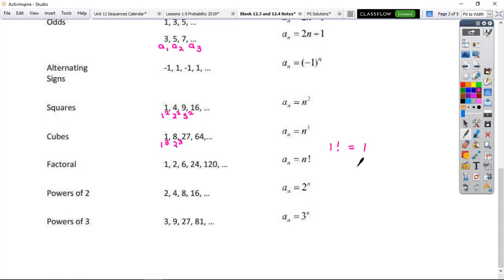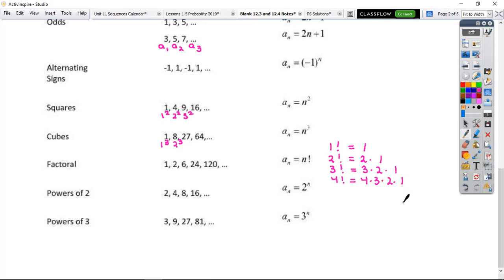Now if I want to get this 2, so this is the second term of my sequence. This would correspond to 2 factorial, and what you do is 2 times 1. This next term, the 6, would come from 3 factorial, and 3 factorial is 3 times 2 times 1. So the next number, this 24, should be 4 factorial, and that would be equal to 4 times 3 times 2 times 1.